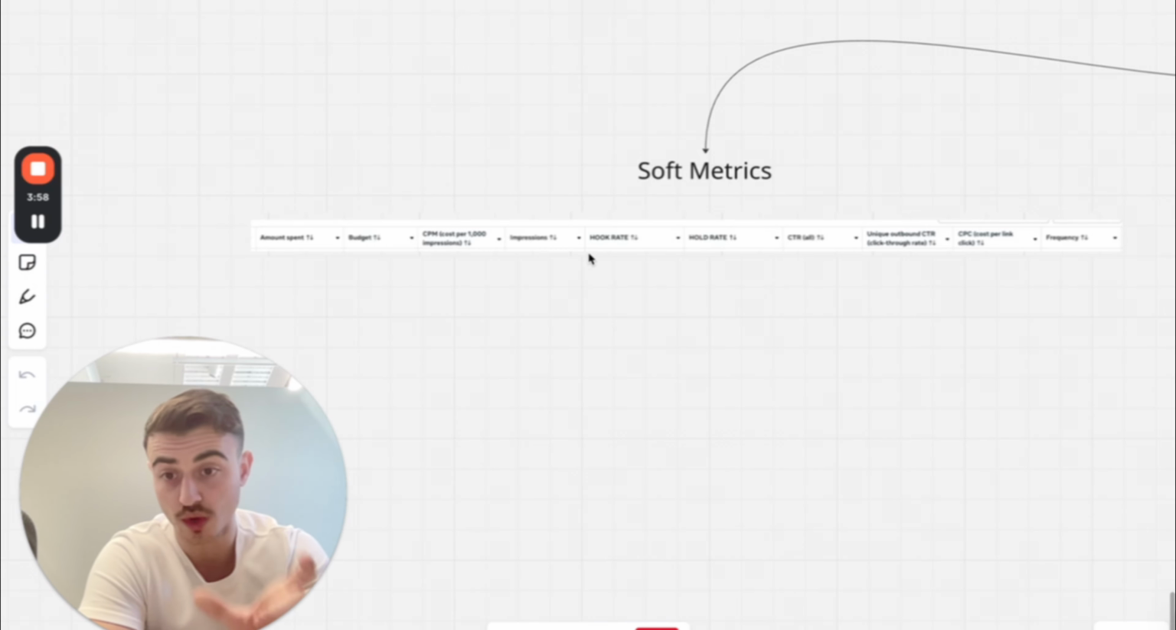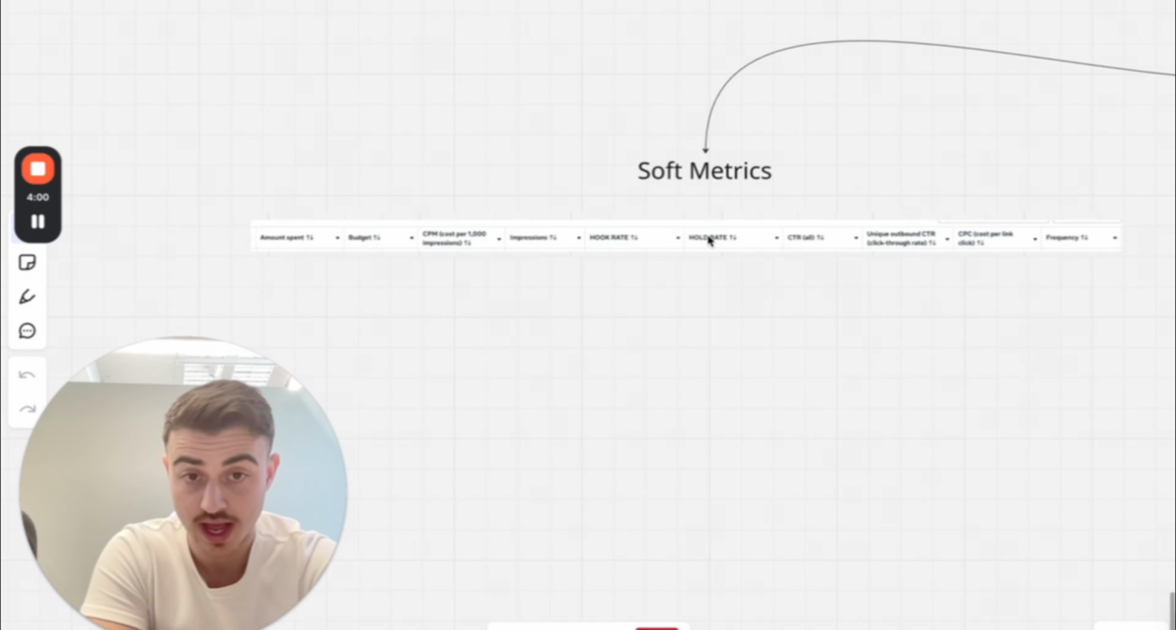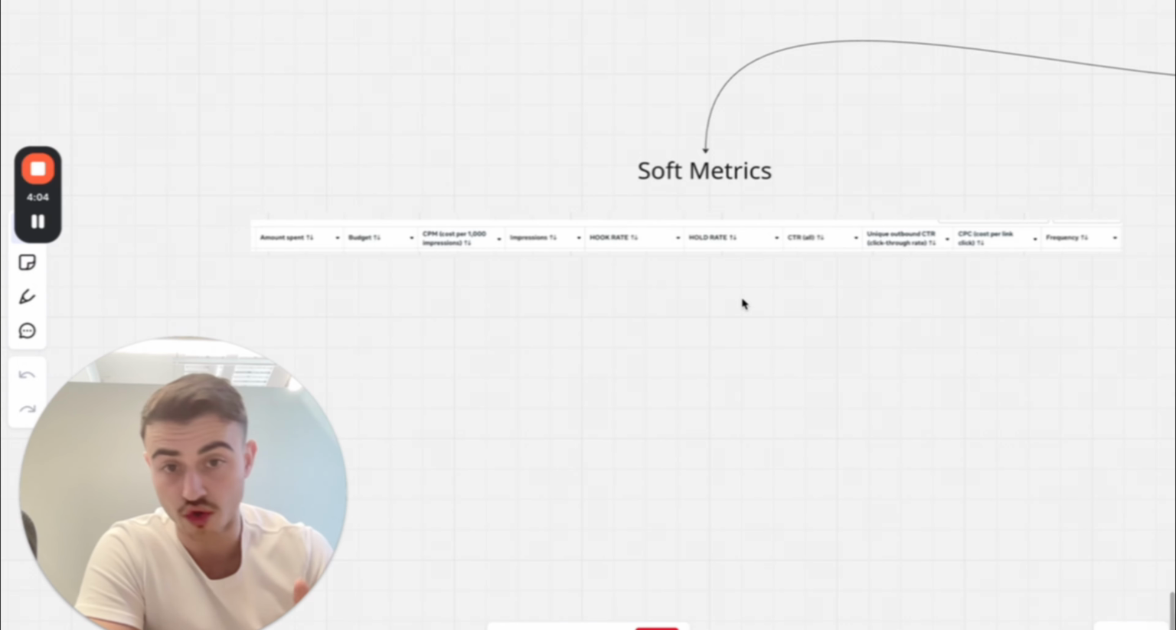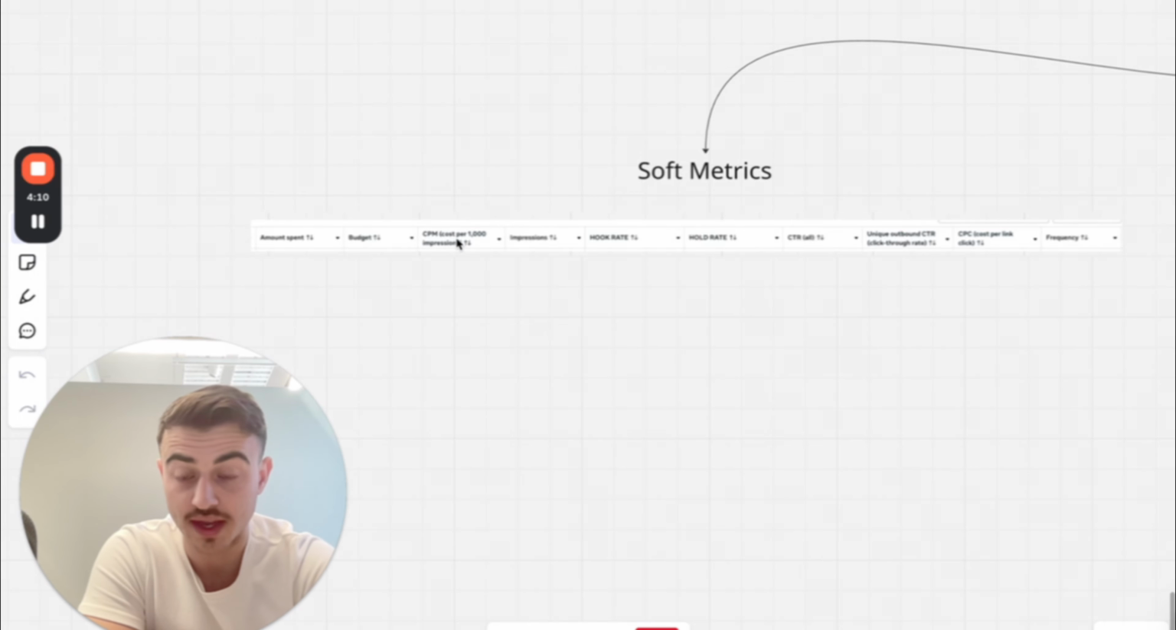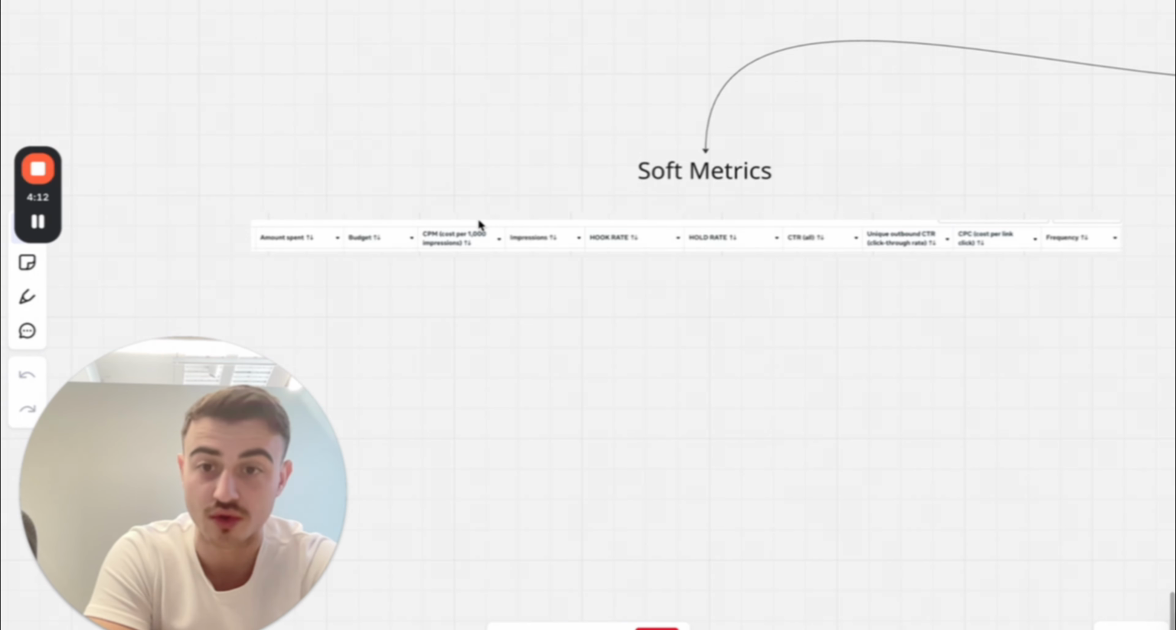So if your hook rate's 25% and your hold rate's 2%, then you know the hook's fine, but you need to change the body of your ad. So put in a different story or something like that. All right. If your hook rate's terrible, then make new hooks. If your CPMs are terrible, then if all three are terrible, then make a whole new ad.